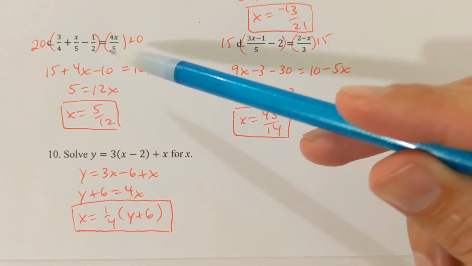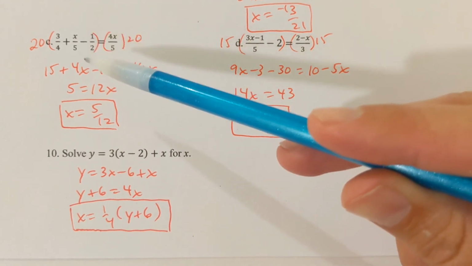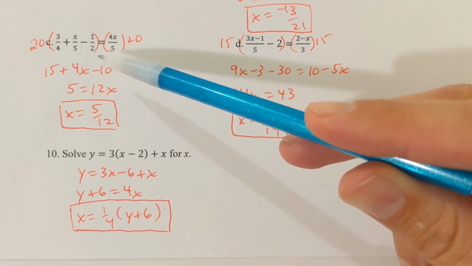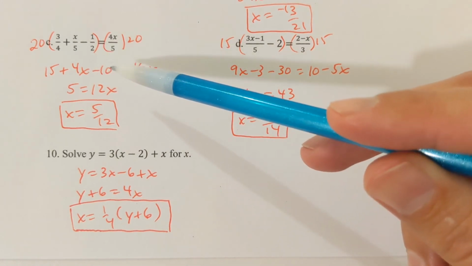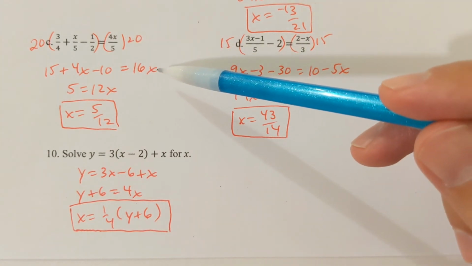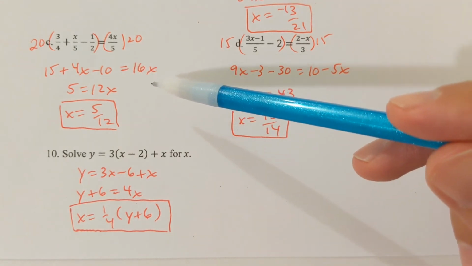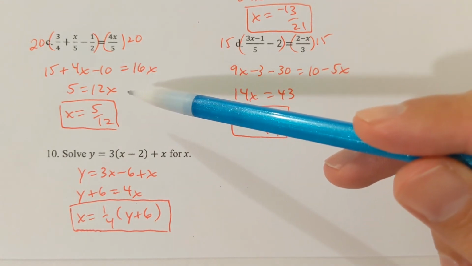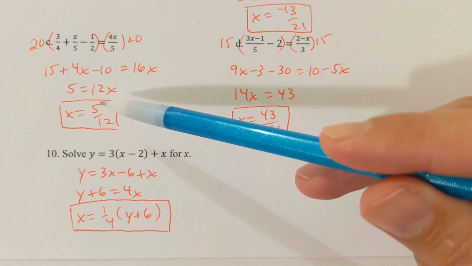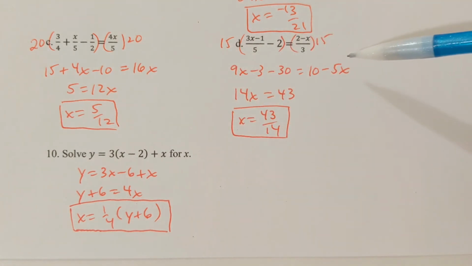Check it out. If I multiply by 20 here, 20 divided by 4 is 5, times 3 is 15. 20 divided by 5 is 4, times x is 4x. 20 divided by 2 is 10, times 1 is 10. 20 divided by 5 is 4, times 4x is 16x. Okay, subtract 4x from both sides. 16x minus 4x is 12x. 15 minus 10 is 5. Divided by 12. x is equal to 5/12 is the answer.